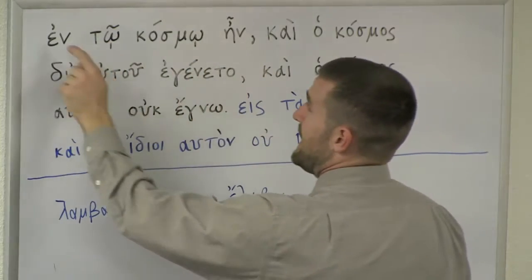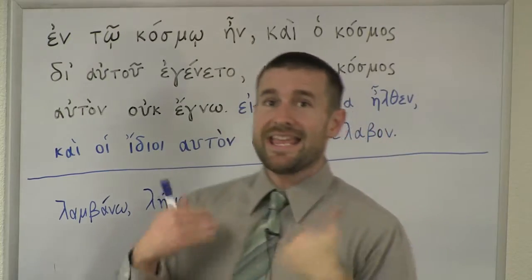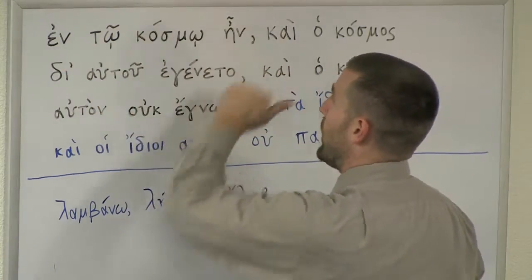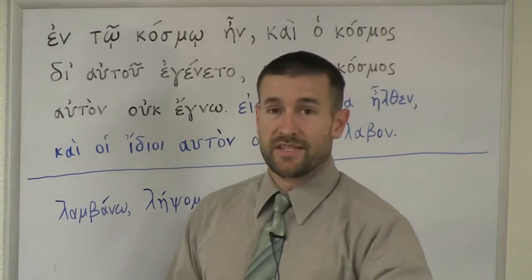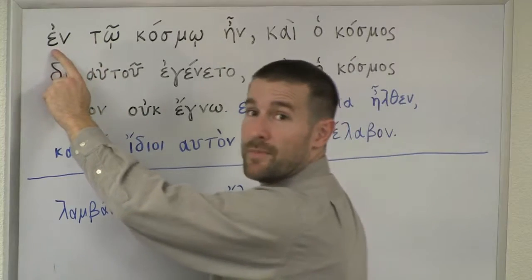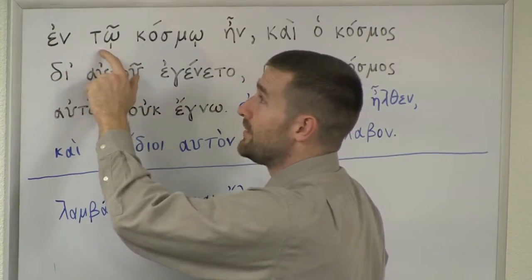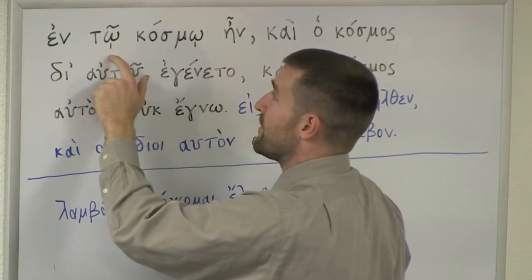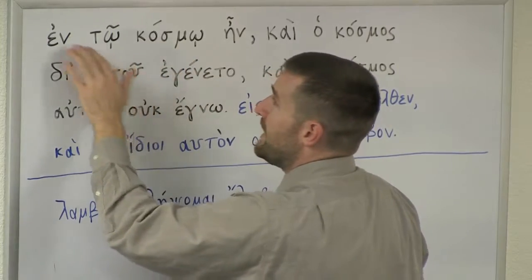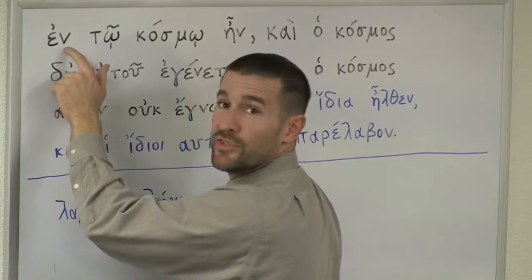En to kosmo, in the world was. In English this says He was in the world, but the Greek words here are just "in the world was." We in English need a subject, that's why it says He was in the world. Of course, en, the preposition in, takes a dative case, which we see in our telltale iota subscripts both on the word "the" and on the word "world."